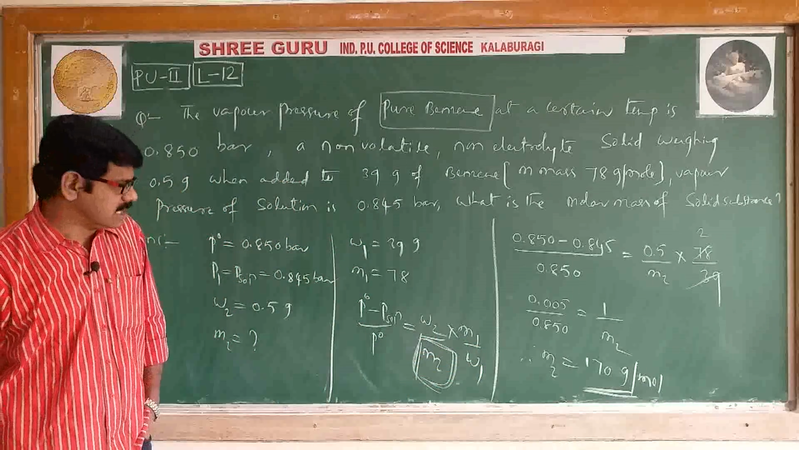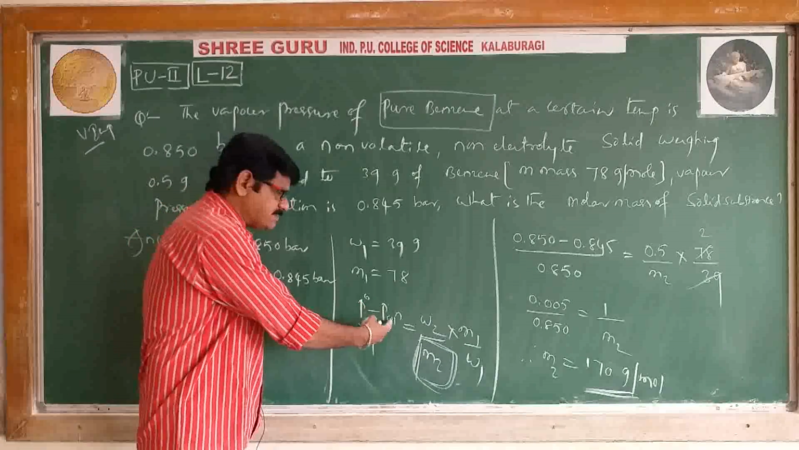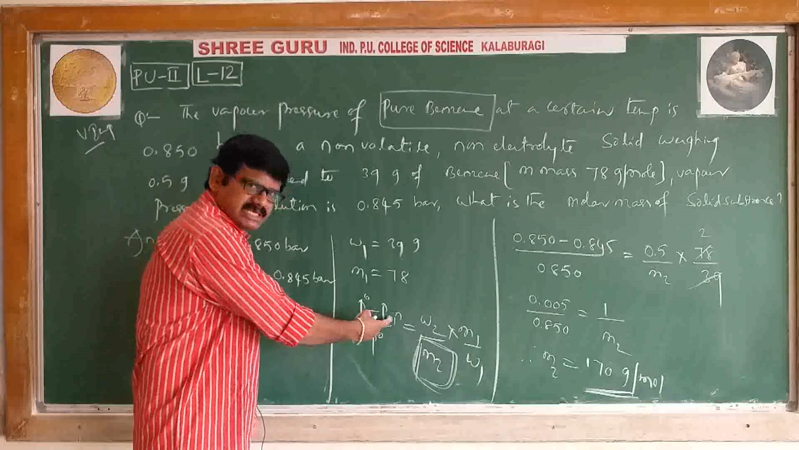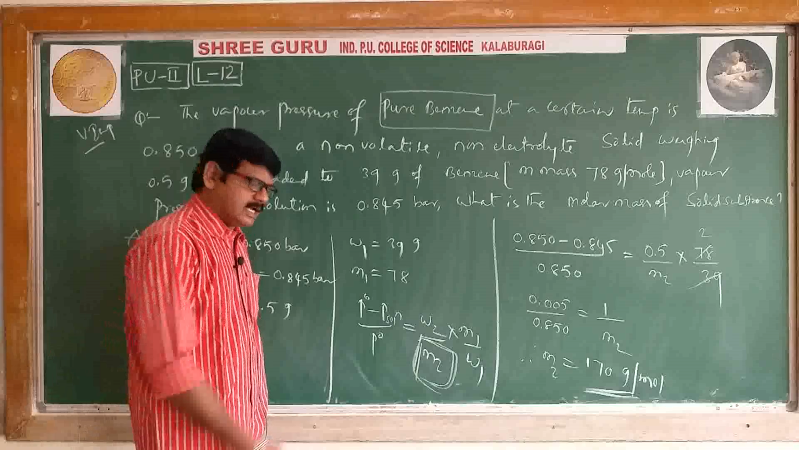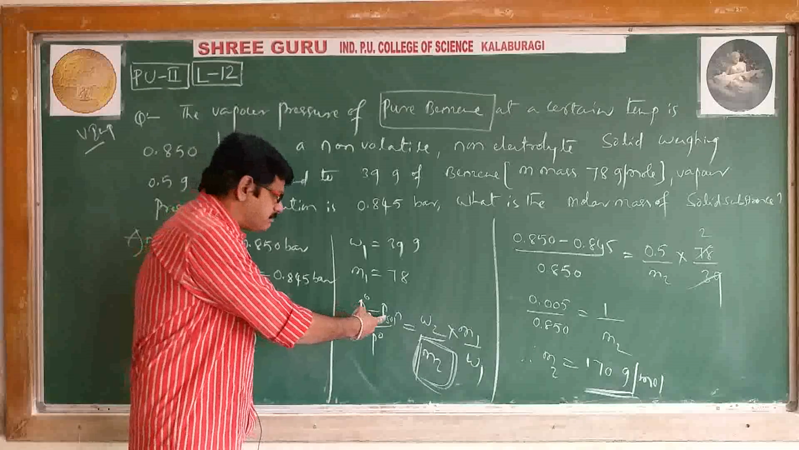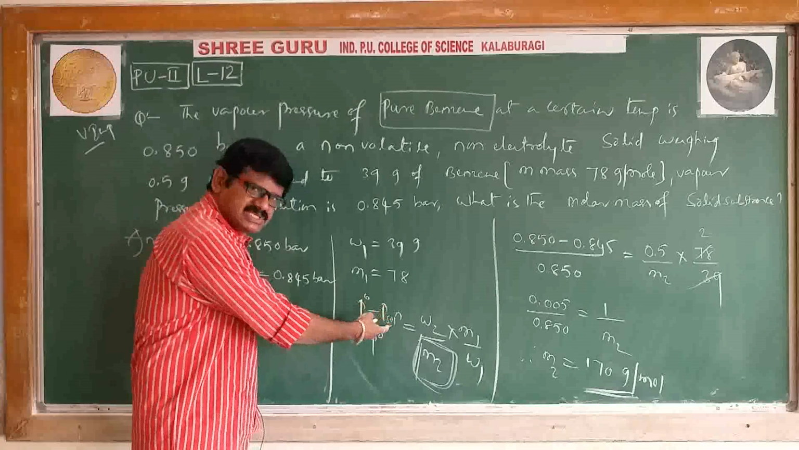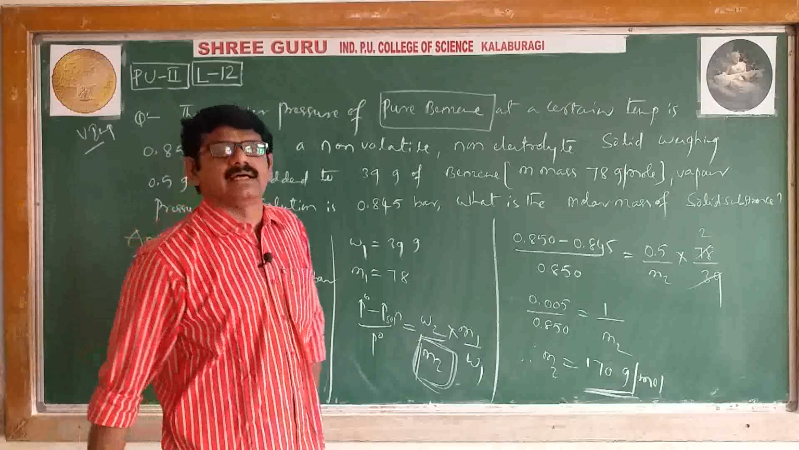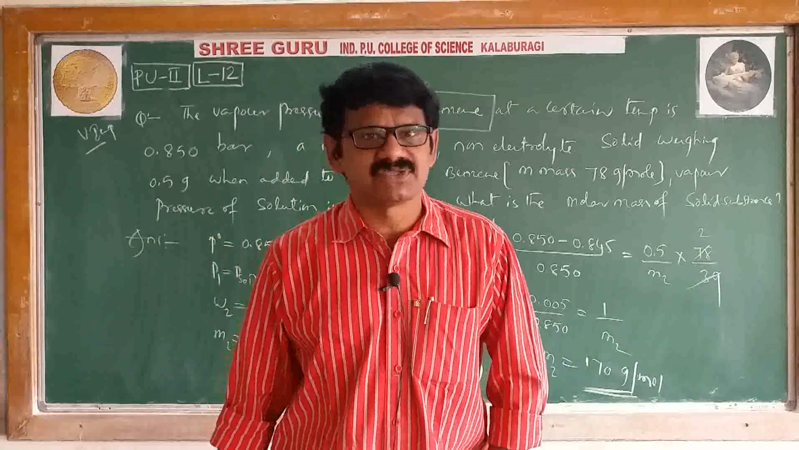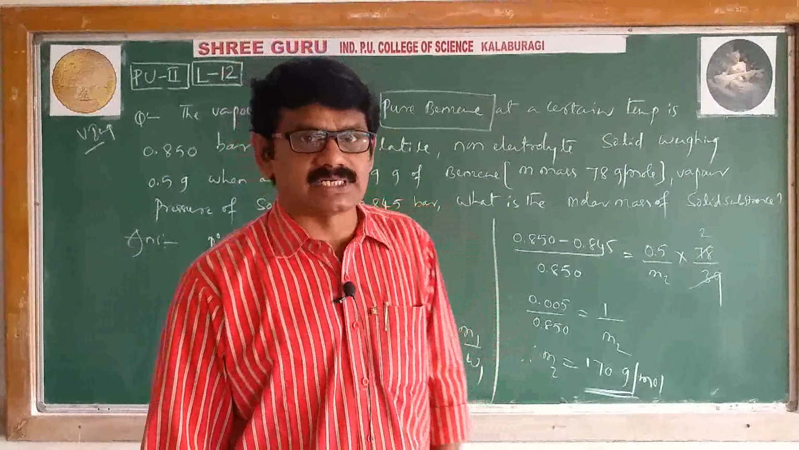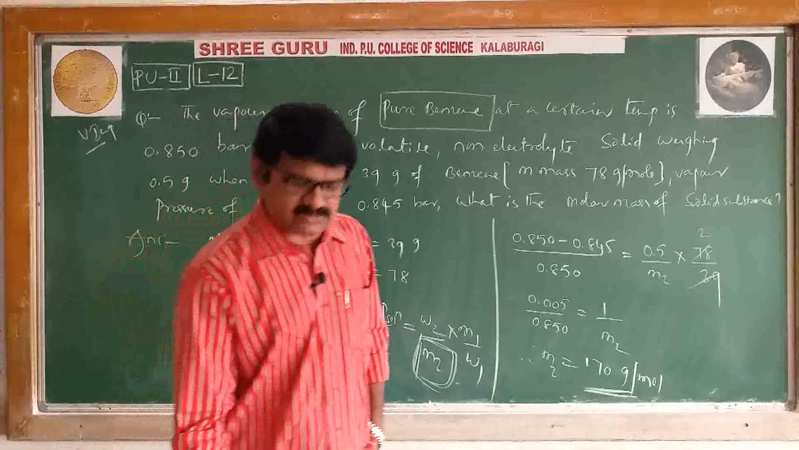That's it. Our formula is P naught minus P solution by P naught. P naught is the vapor pressure of pure solvent, P solution, or P1, is nothing but the vapor pressure of a solution which contains a non-volatile solute. Right. Next question we'll see then.